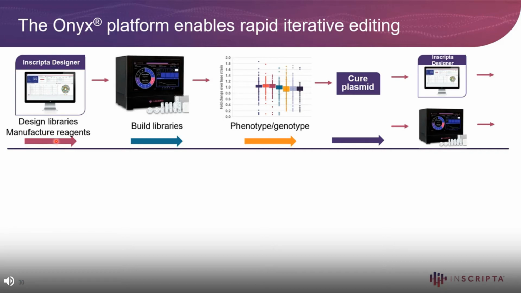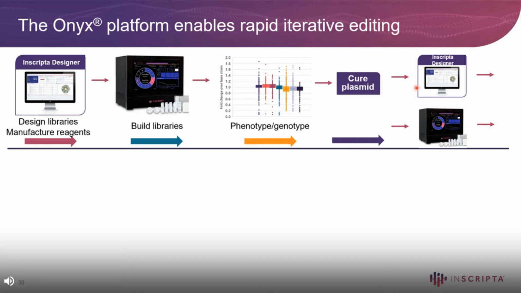So I broke it down into different steps. First you have to design the libraries and manufacture the reagents. Then you have to build the libraries on the instrument. You have to phenotype and genotype those libraries and the hits. So this takes about a month's time. Then if you're doing iterative rounds of genome engineering, you'll have to cure the plasmid from the hit that you carry to the next round.